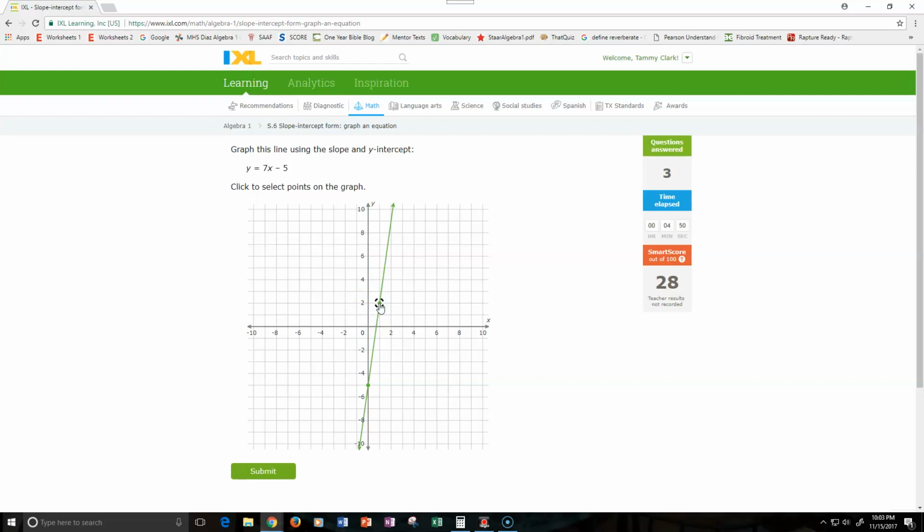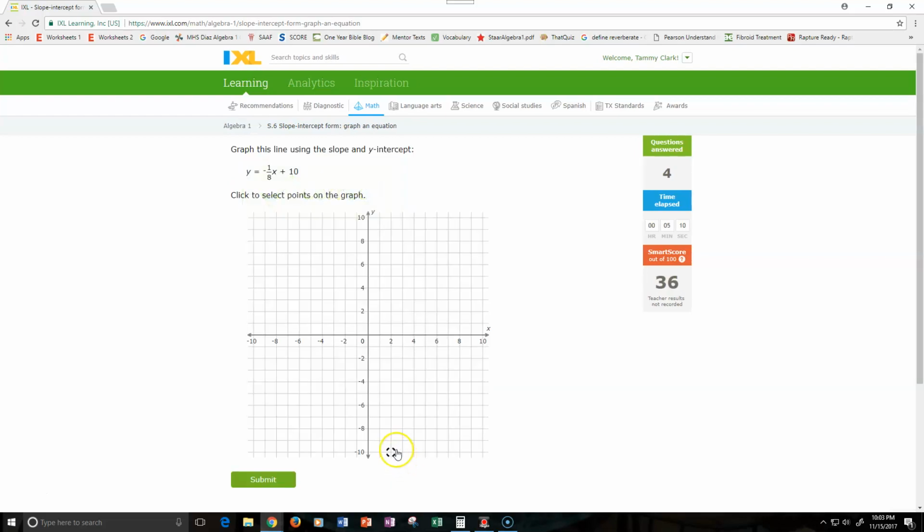Now, if you remember the last graph that we looked at, it was 1/9, and the line itself kind of laid more flat. Well, the higher this number is above 1, the more steep the graph is. So you'll need to remember that. Let's go ahead and submit. All right, let's do one more, and then we'll be done with this one, and we'll move on.